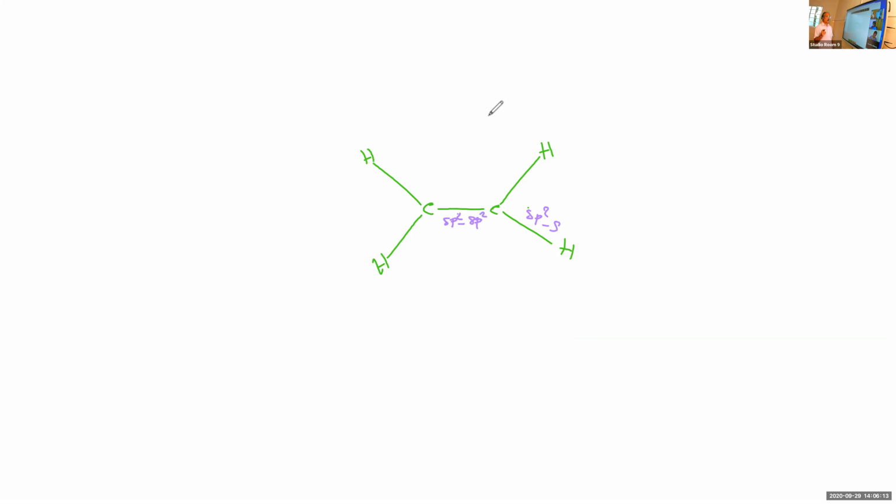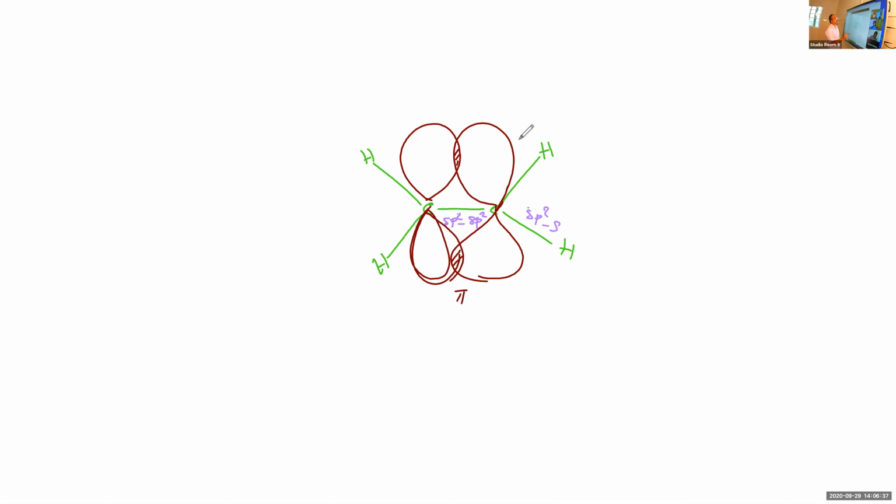Now you think of the unhybridized p orbital. They remain perpendicular to the plane and they overlap sideways, forming a pi bond. Here there is a pi bond, and that is between the parallel p orbitals. The two p orbitals are parallel to each other and perpendicular to the plane of the molecule, and they overlap sidewise, forming a pi bond.